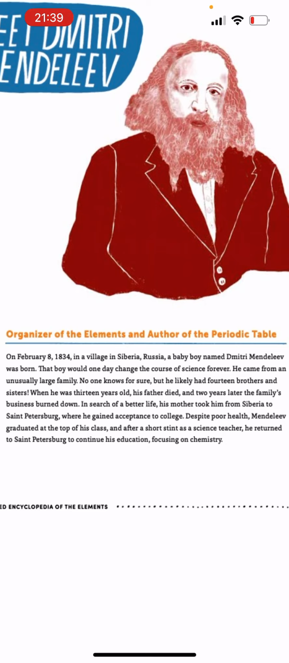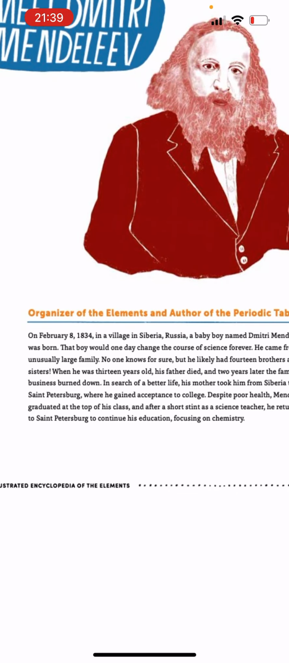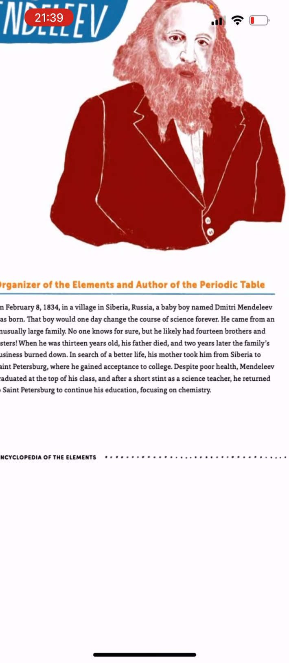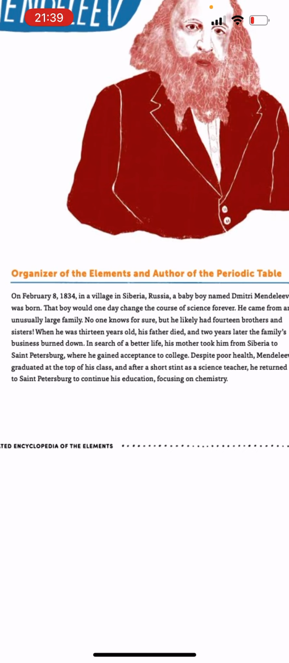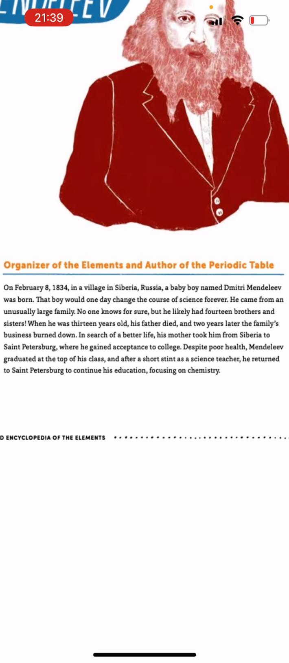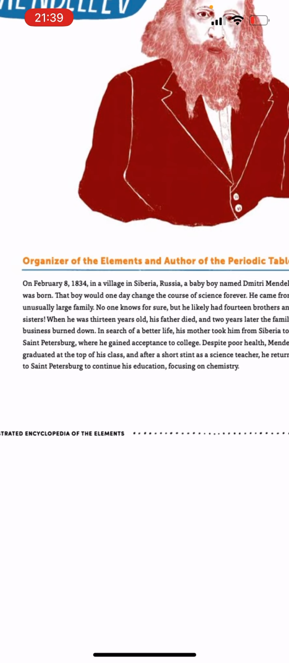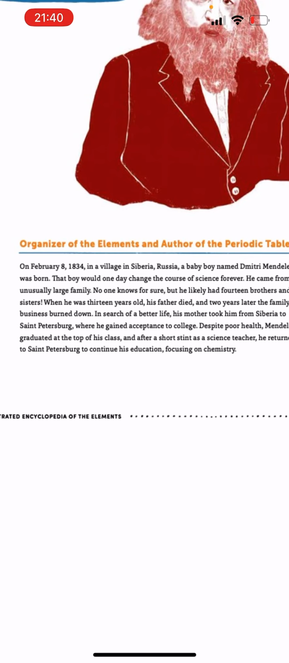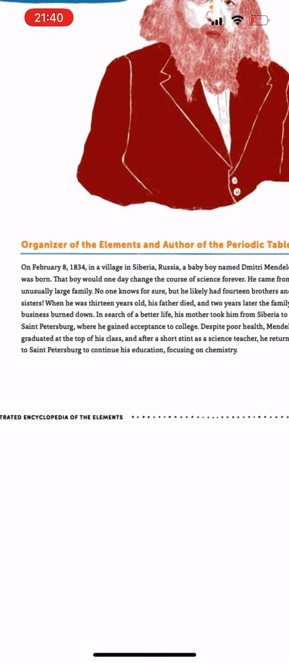In search of a better life, his mother took him from Siberia to St. Petersburg, where he gained acceptance to college. Despite poor health, Mendeleev graduated at the top of his class, and after a short stint as a science teacher, he returned to St. Petersburg to continue his education, focusing on chemistry.